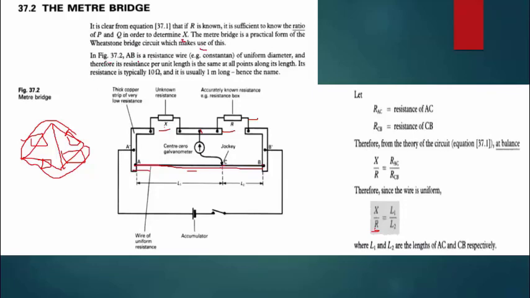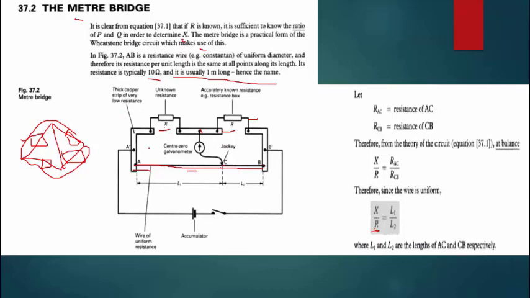In the figure below, AB is a resistance wire, as I've already said, the wire that usually has a length of 1 meter, and it is placed on the meter rule because a meter rule has 1 meter. So it must have uniform diameter, as you know, for the resistivity of wires, diameter matters, length matters, etc., the nature of material. So the resistance wire is usually constant and of uniform diameter, and therefore its resistance per unit length is the same at all points along its length. Its resistance is typically 10 ohms and it is usually 1 meter long, hence the name meter bridge.